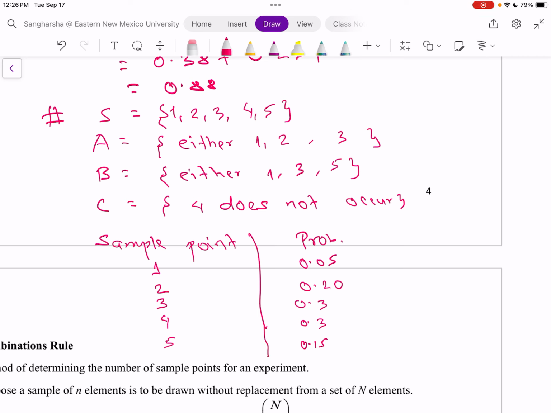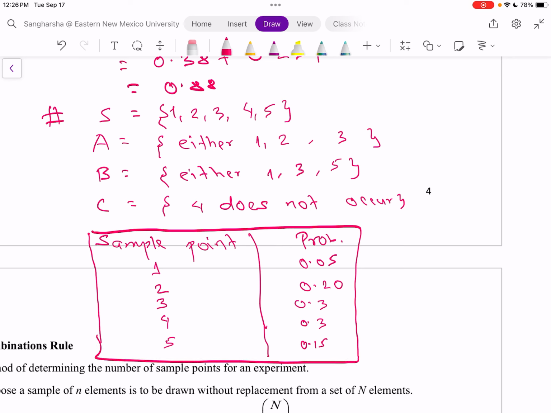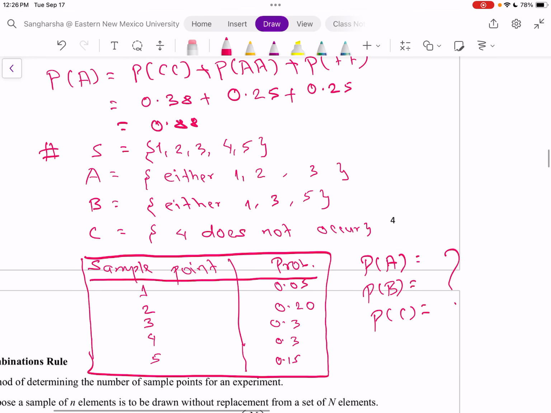Now you need to find the probability of event A, probability of event B, and probability of event C. So I want you to find P of A, P of B, and P of C. If you need help, let me know. Your sample space is 1, 2, 3, 4, 5.